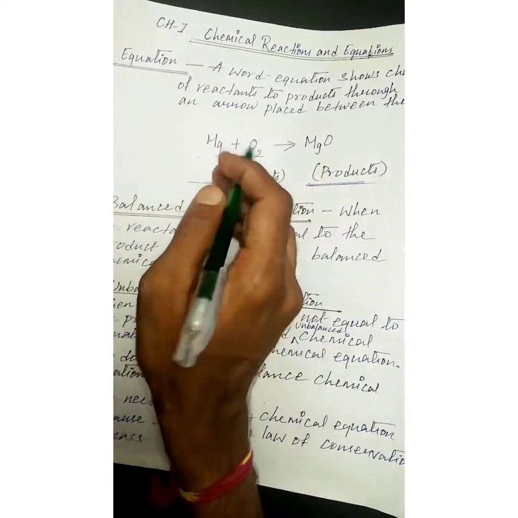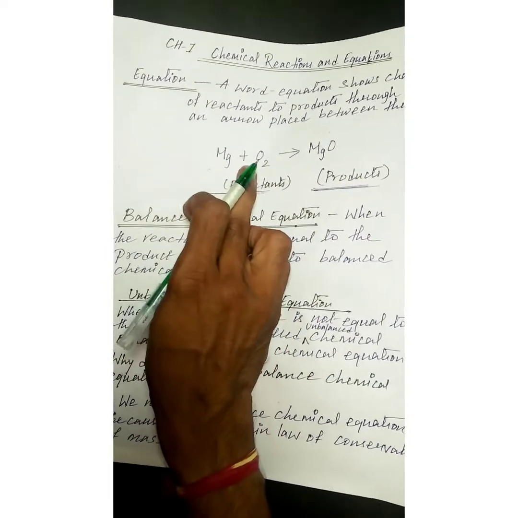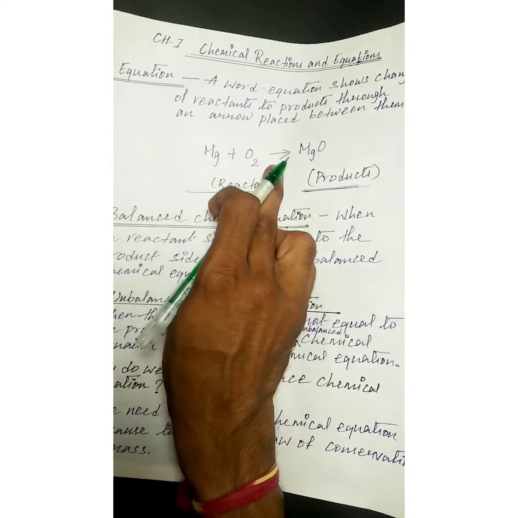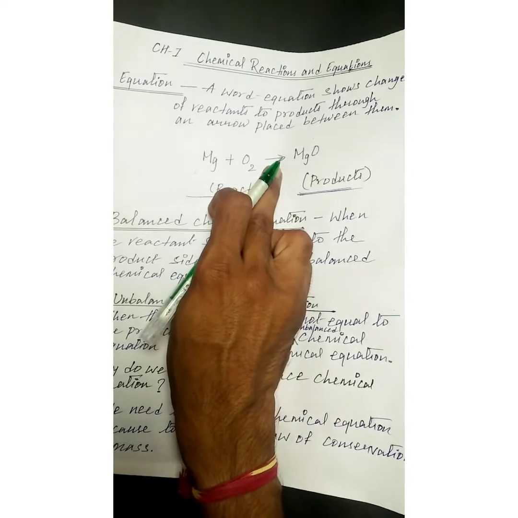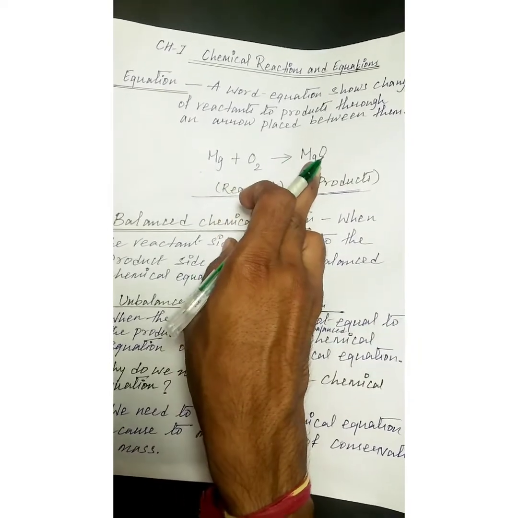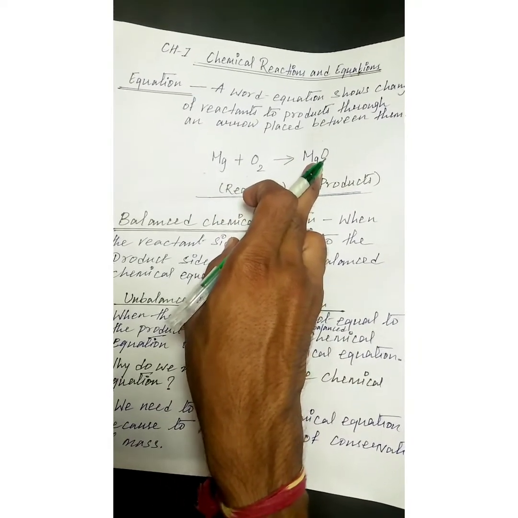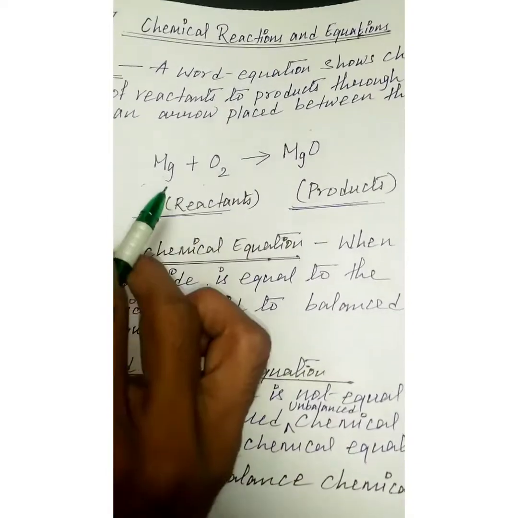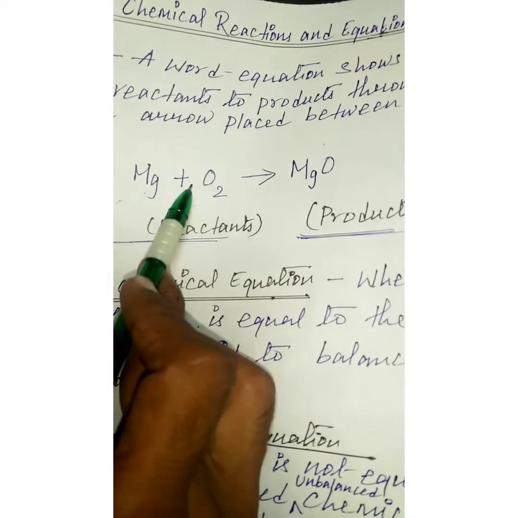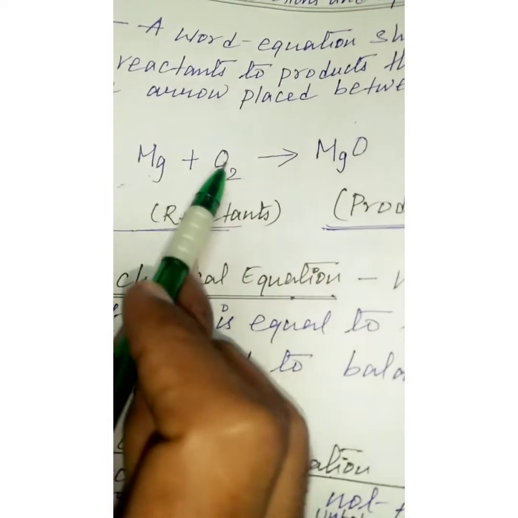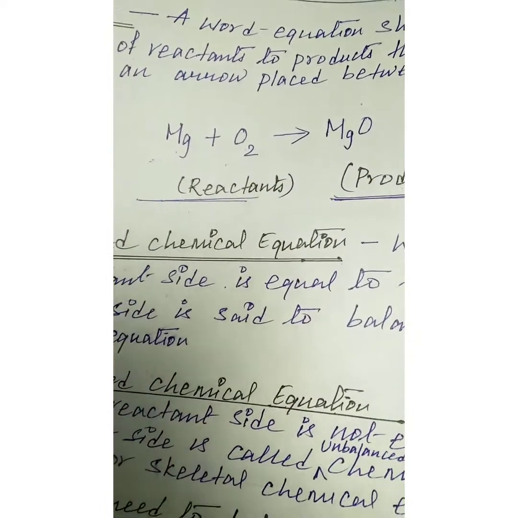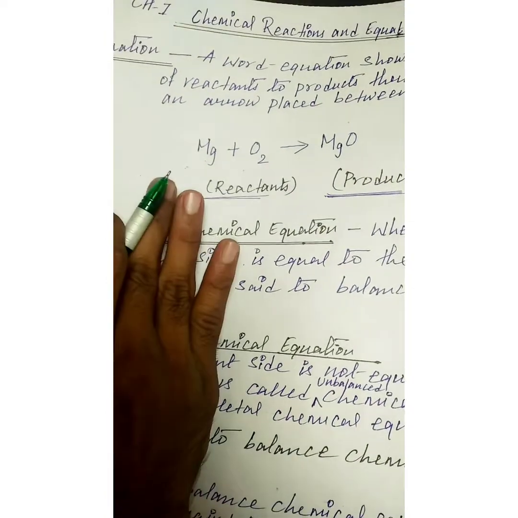In chemistry, we write that these two are reactants. When they combine, they give a final result, and this arrow represents the result, the final product. Let us take this example: magnesium reacts with oxygen, and the final product is magnesium oxide. So this is one chemical reaction.